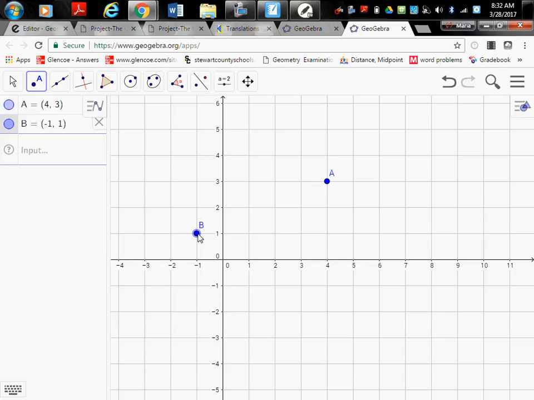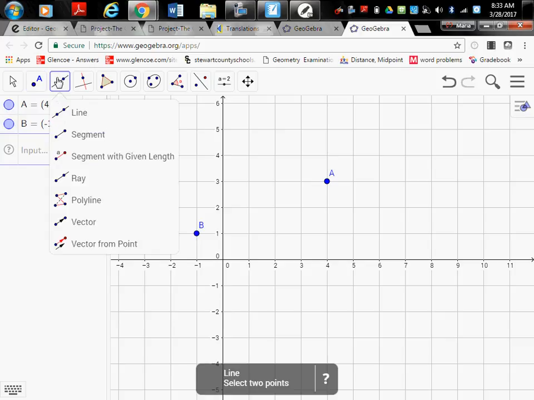All right, so then we talked about how I want to connect my dots. So what's the vocabulary word for the piece of the line that's between the dots? Line segment. So I need to use a line segment. All right, so we go to the one with the lines, and I want a segment.